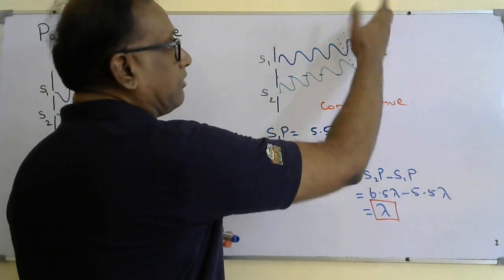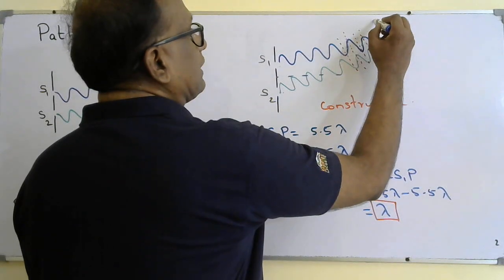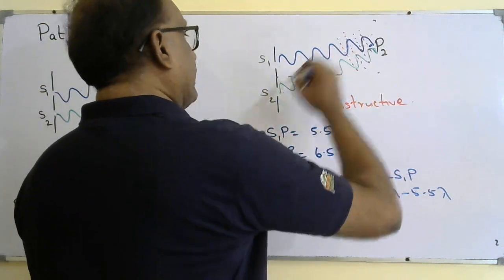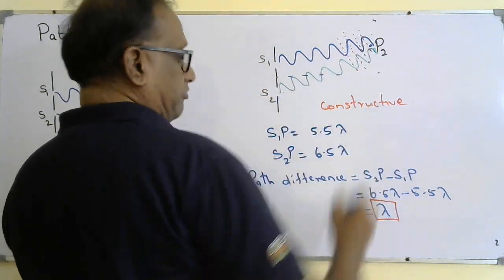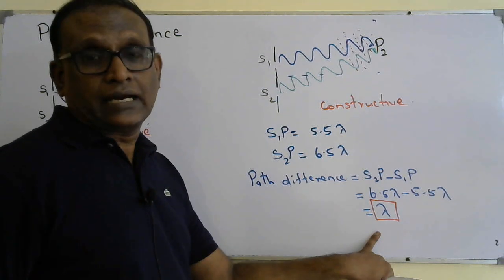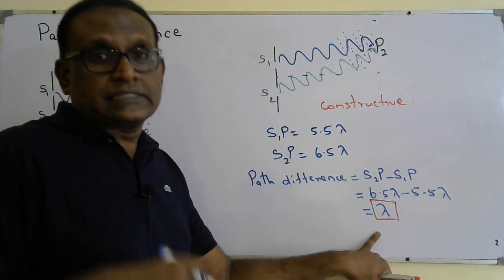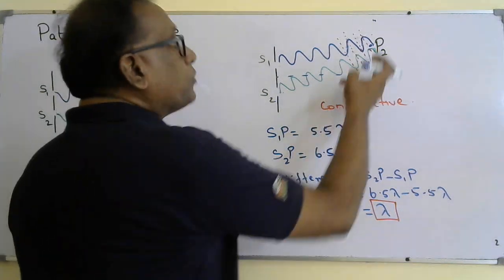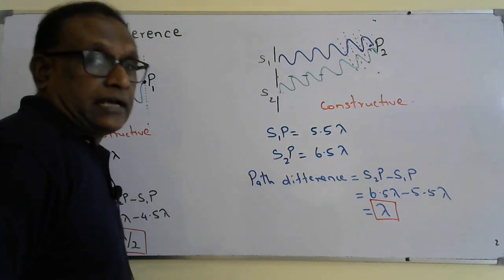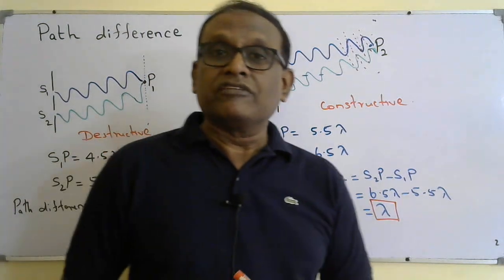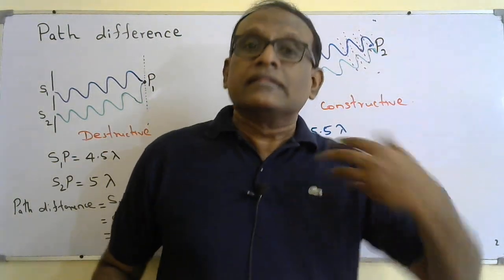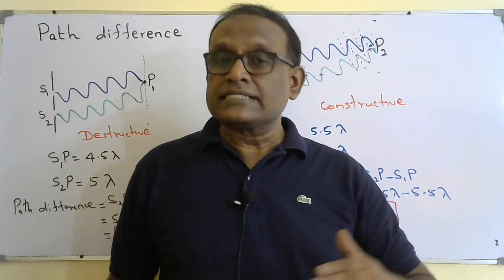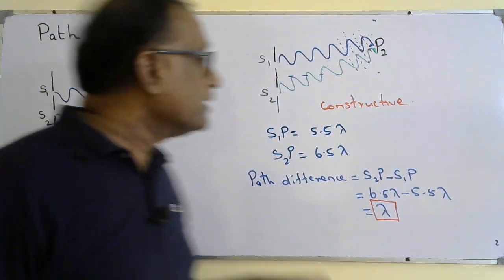Again, there could be some other point somewhere here, where the path difference from S2 and S1 to that point might be 2 lambda. Again, constructive superposition: crest and crest, trough and trough will overlap. There could be some other point further up with a path difference of 3 lambda. Again, there will be constructive superposition, crest and crest, trough and trough. Nicely you can draw and see if you want.